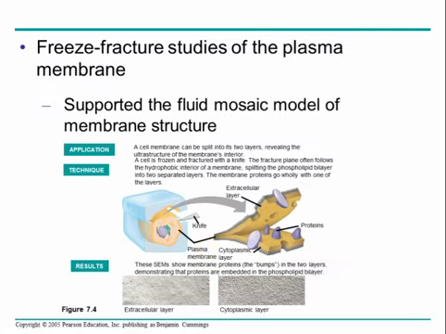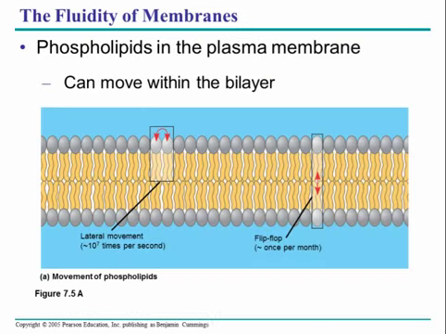Freeze fracture studies of the plasma membrane supported this fluid mosaic model from Singer and Nicolson, where they froze a cell, they fractured it and pulled it apart in half, and they saw these little bumps sticking out in the cytoplasmic layer, and the extracellular layer had fewer, but also some, as you can see there. So freeze fracture studies, we now know, support our currently accepted hypothesis of membrane structure.